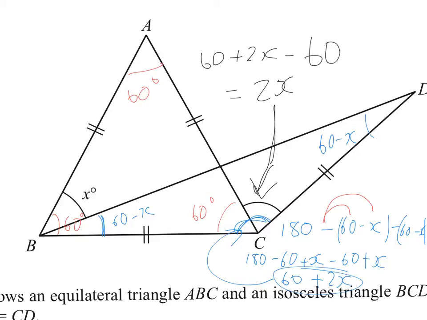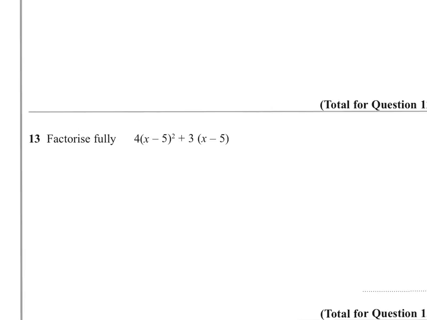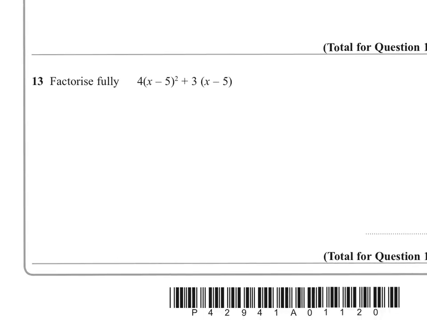So the angle DCA is 2x. In order to factorise this fully, you could multiply out, but the easiest thing to do is to spot they've got a common factor, so the common factor being x minus 5.